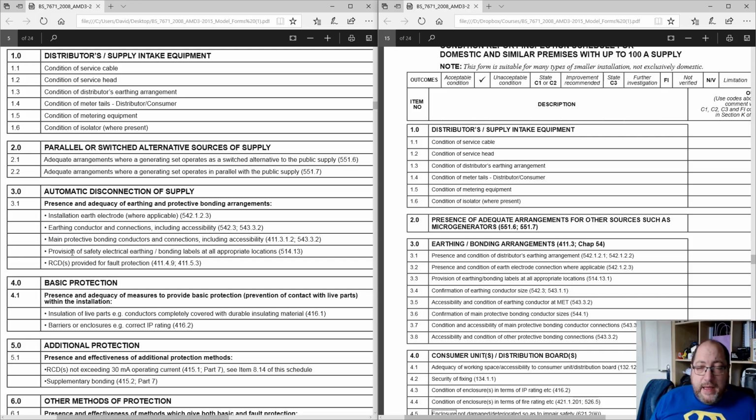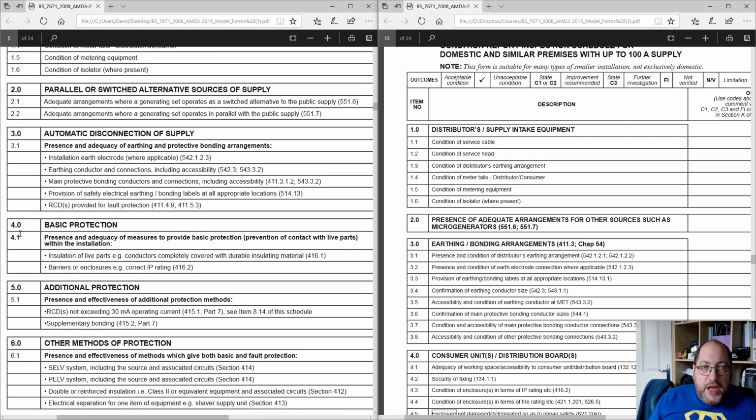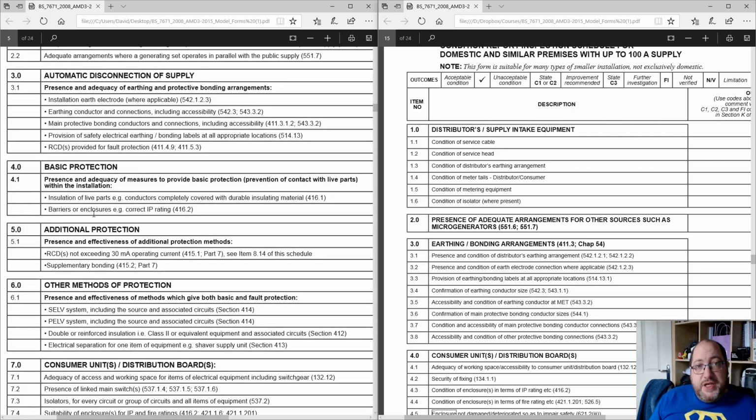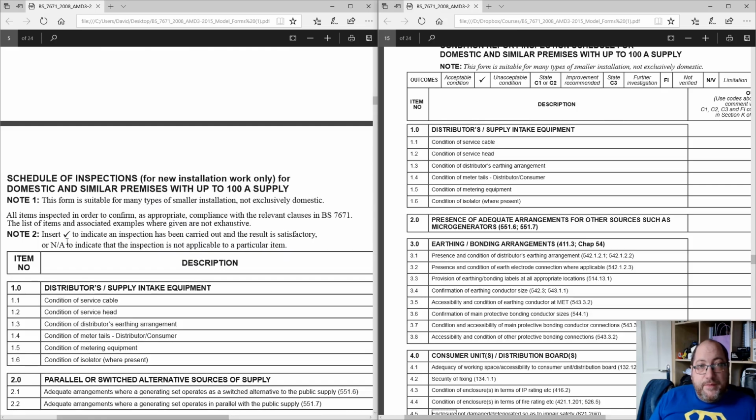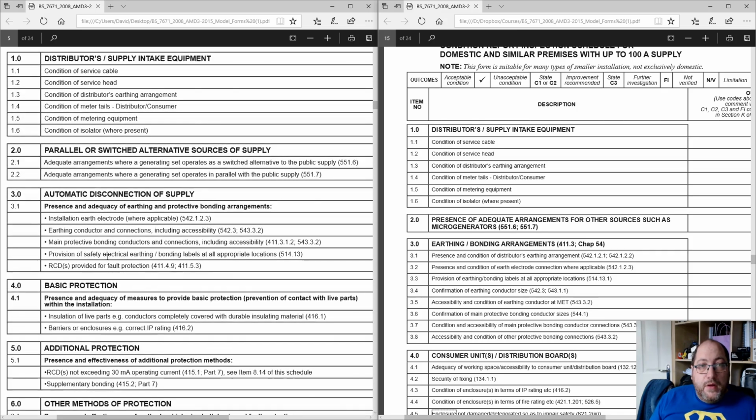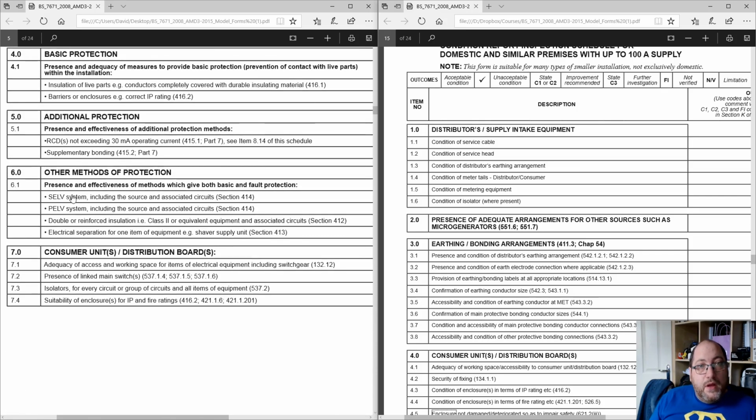All of this should be as designed. So if it is as designed, then this should in theory be confirmed. Okay, but this is only your work that you're certifying this for. How you've achieved basic protection, insulation of live parts, double insulation, barriers, enclosures, IP rating, etc. That will confirm those. And remember, with this, all we're going to do is a tick or an NA. I'm not going to do anything else. Other methods of protection.